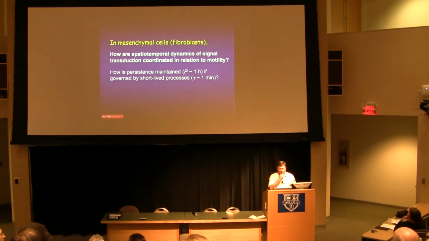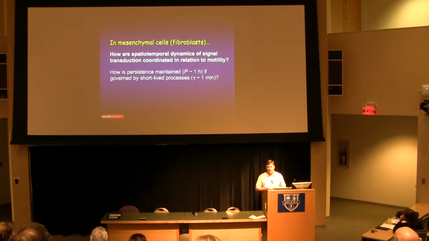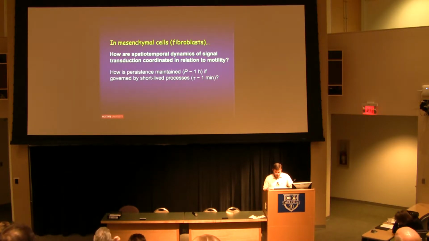Okay, so what I'm going to talk about first is our work in fibroblasts, which is all published, so I can talk about it in detail. And the questions that I'm going to hope to address are as follows. How are spatiotemporal dynamics of signal transduction coordinated? In particular, I'm going to focus on the phosphoinositide 3 kinase signaling pathway. It's not the only pathway that's important in cell motility. It's one of them, but it's what we've done the most with. And we're going to look and see how that's coordinated in relation to motility. And then later on, I'll tell you functionally what this pathway does in fibroblasts.